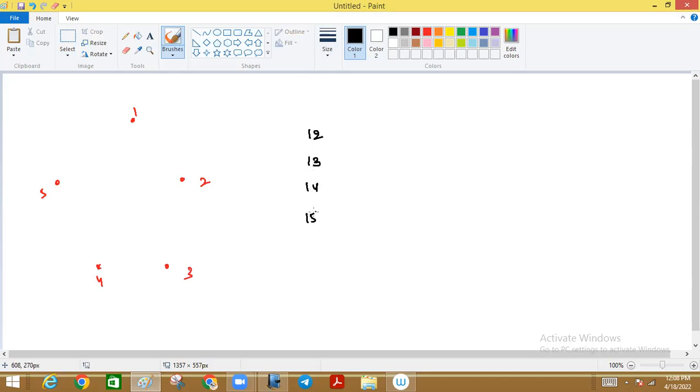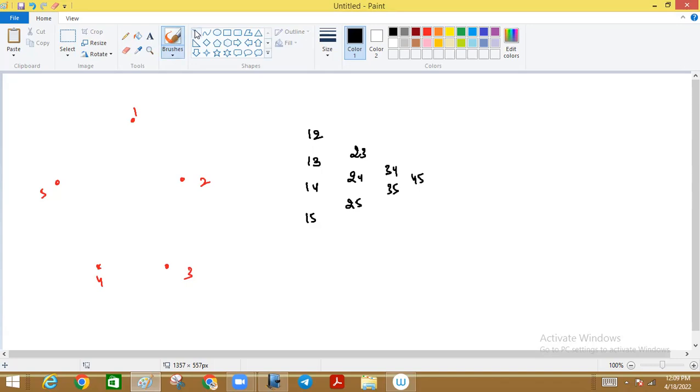Write it in ascending order so that it will be easy. Then 2, 3 is a line. 2, 4 is a line. 2, 5 is a line. Then 3, 4, 3, 5. Then 4, 5. Is that clear? 1, 2, 1, 3, 1, 4, 1, 5. 2, 3, 2, 4, 2, 5. Then 3, 4, 3, 5. Then 4, 5. Okay.